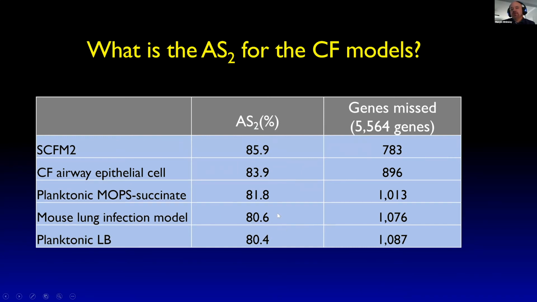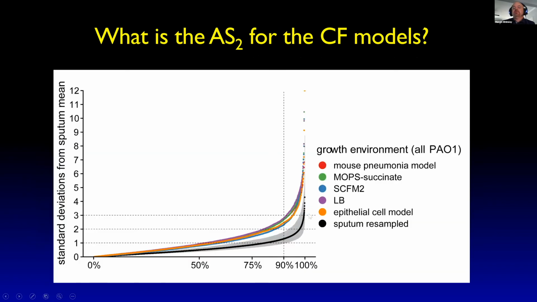Maybe a little surprising, I think, that the mouse was as low as it was, but we'll get back to that in a second. So I just wanted to show you this a little bit of a different way. This is the same data, but just plotted out. Here, what you're looking at is standard deviations. This is 2 standard deviations. This is our AS2 measurement. And here is LB, the purple line. The green is MOPS succinate. In the epithelial cell model, the red, which is very difficult to see, is the mouse.